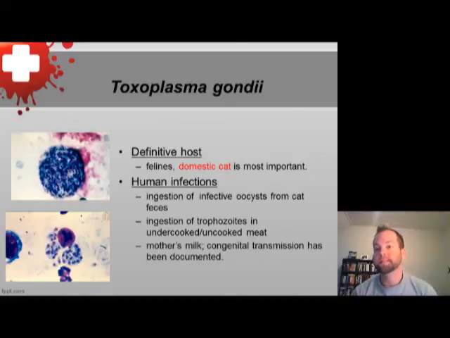The definitive host is the domestic cat, which is of most importance. The cat's feces can contaminate litter boxes with oocysts, and most humans get infected that way. This can also occur through the ingestion of the trophozoites in undercooked or uncooked meat, or from ingestion of breast milk passing from a mother to a child.